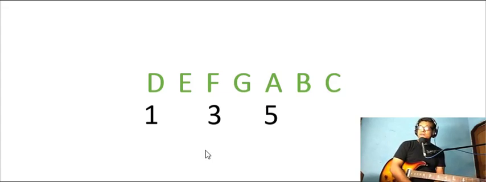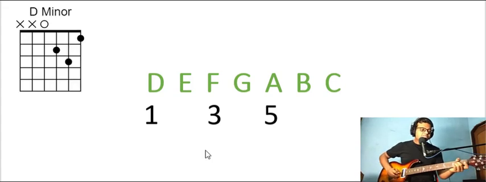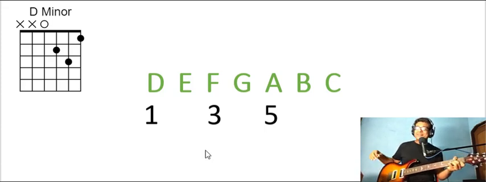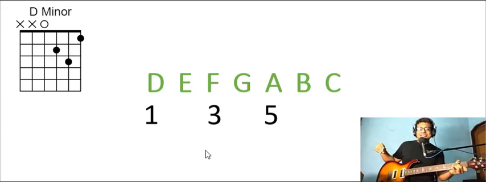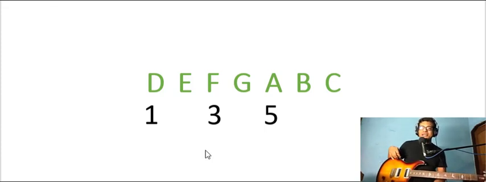Right now the root is the D, the third note is the F, and the fifth note is the A. So what chord is that? D, F and A. That is a D minor chord. We know it. That basically says the second chord of the C major scale is D minor.